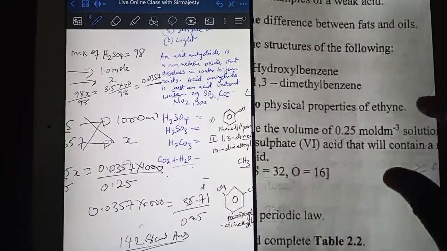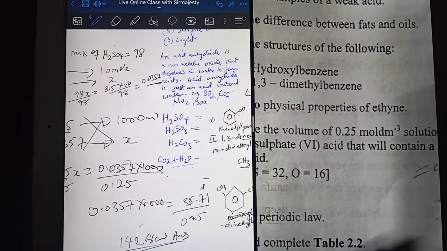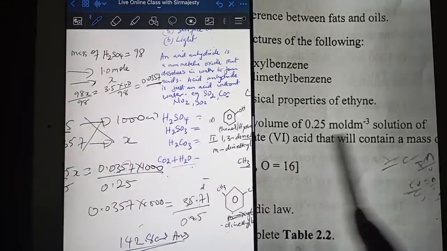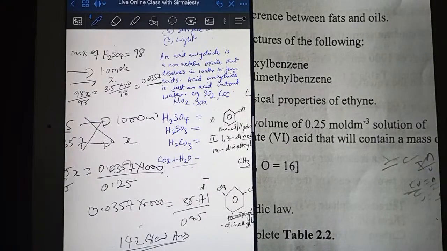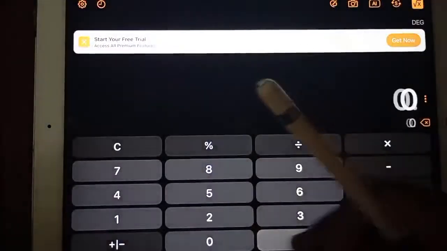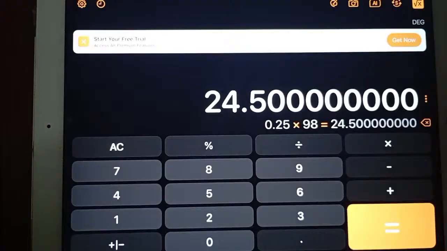Then let's check. Because we are having a lesser volume to give us 3.5, if we convert this to mass, it will be more than 3.5. 0.25 times 98 will give us that mass, if you want to work in mass. So they are correct. Our answer is in order.